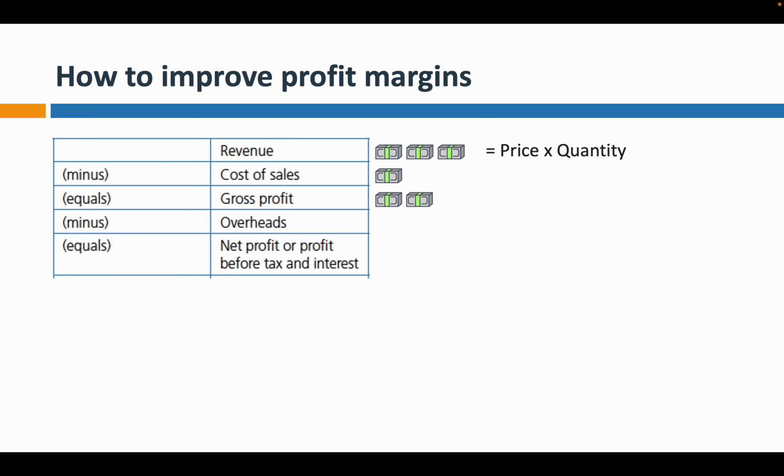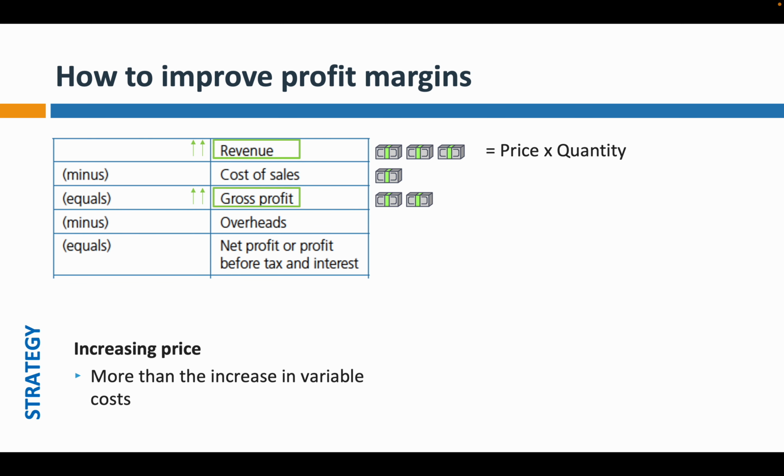Okay, what could be some other strategy? So instead of cutting cost of sales in order to increase the gross profit, we can also focus on increasing the revenue. And as we know, revenue equals price times quantity. So if I'm going to keep quantity the same, and I just want to increase the revenue, the only other option is to increase the price. So this would be another example of a strategy, increasing price. The idea is you always would like to increase the price more than you're increasing your variable costs.